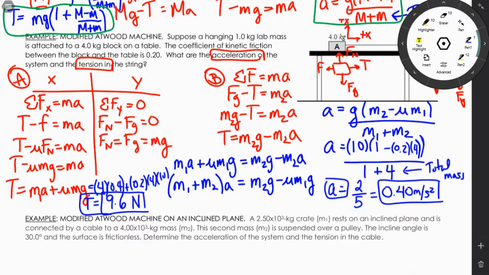All right. The next video is going to do an Atwood machine, but it's going to be on an incline. So we're going to see how the incline affects it.